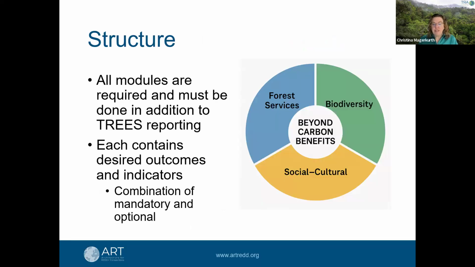So now that we've discussed the background, let's jump into what I think you're probably here for, which is what the actual certification includes. As I mentioned, the certification includes 3 different modules: the social cultural benefits, biodiversity, and forest services modules. They must be implemented together. The certification cannot be used on its own, and it must be combined with reporting under trees. All modules have mandatory indicators that are aligned with clearly defined desired outcomes, and the social cultural module also includes optional indicators to provide flexibility reflective of regional differences. Participants must demonstrate conformance with all of the mandatory indicators to obtain a positive verification for Beyond Carbon benefits.